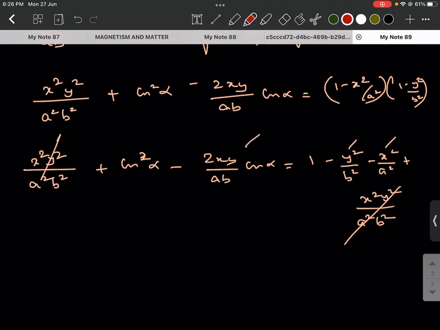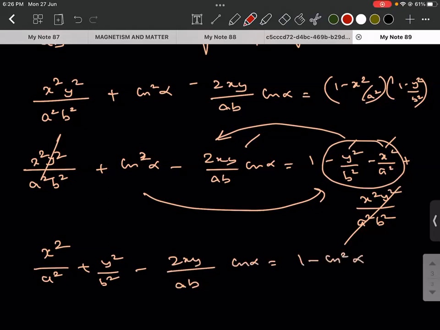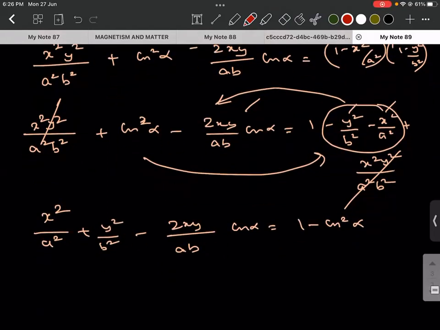minus 2xy by ab. So bring these two terms to the left hand side and take cos square alpha to the right hand side. When you do that, you get x square divided by a square plus y square divided by b square minus 2xy divided by ab cos alpha is equal to 1 minus cos square alpha. Did you get sin square alpha as the answer?